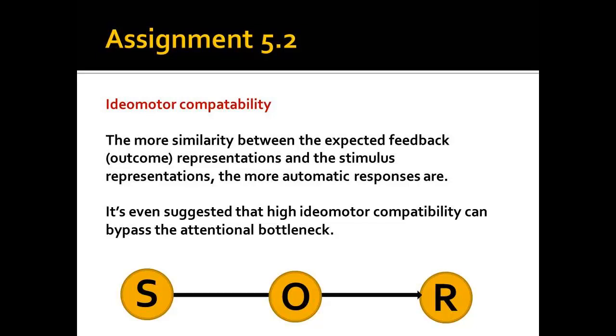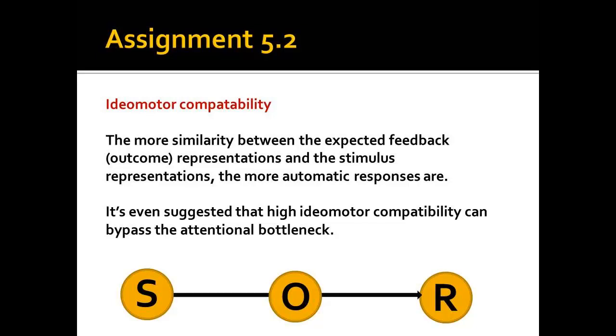Now that's that SOR response chain we've been talking about. The expected outcome precedes the actual response in the process chain. So we can manipulate the task in some way that creates overlap between the stimulus and the kind of feedback that the brain would expect, given the response type.